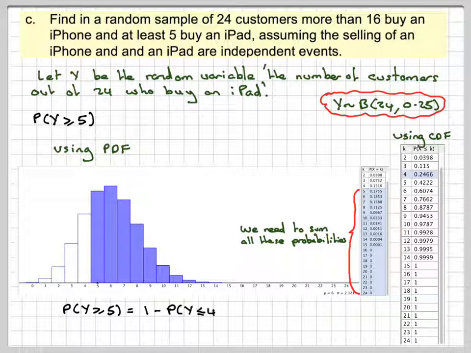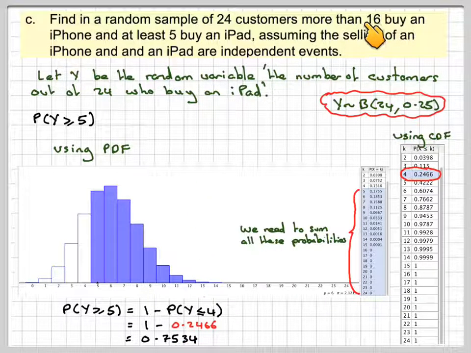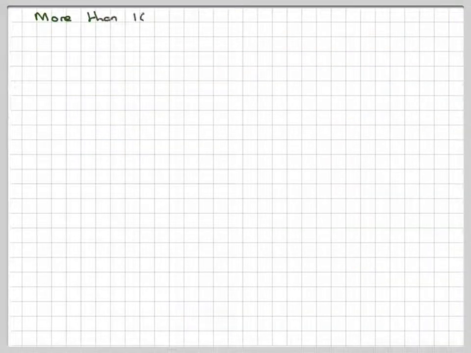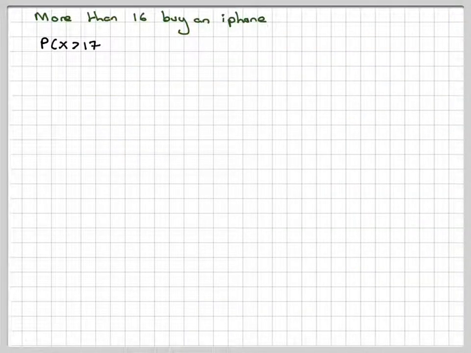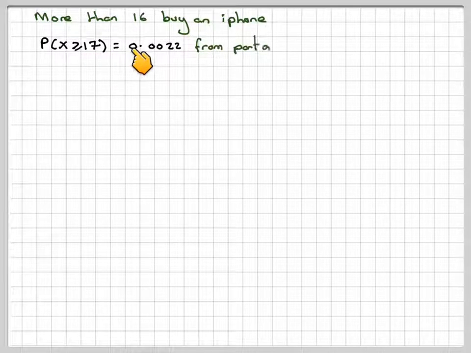So the probability Y is greater or equal to 5 is 1 minus the probability Y is less than or equal to 4. And that gives me 1 minus 0.2442466 from the table, which gives me an answer of 0.7534. But we want the probability of more than 16 buying an iPhone and at least 5 buying an iPad. So more than 16 buying an iPhone is the probability X is greater or equal to 17, which is 0.0022 from part A.